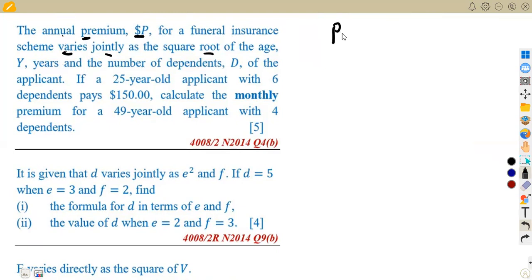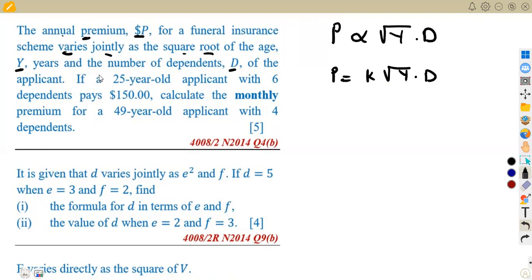In this case, the annual premium P for a funeral insurance scheme varies jointly. So it varies jointly as what? As the square root of the age. So Y here is supposed to be under the square root. And the number of dependents, which means we are going to multiply by the number of dependents, which is given as D. So that is our joint variation. So as we know, we are going to introduce the constant: P is equal to K, the square root of Y times D.